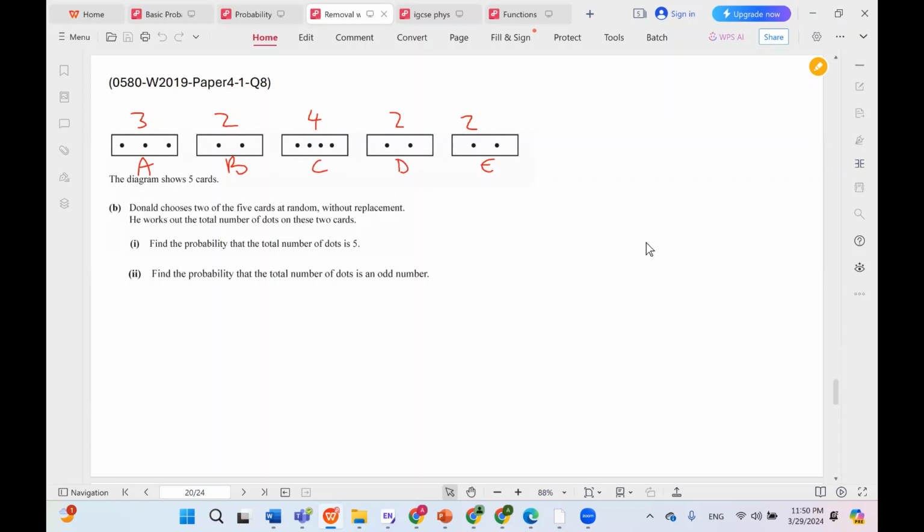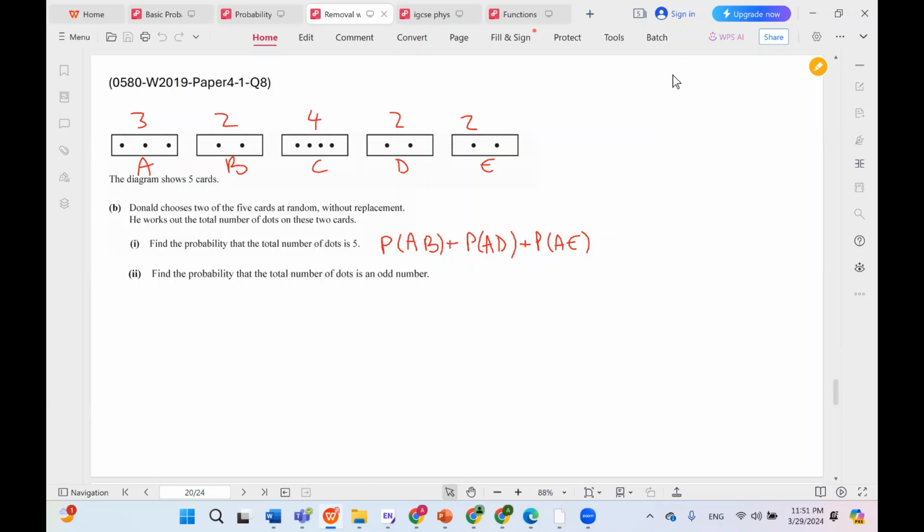Now, in order to get 5, here are the scenarios that can happen. He can either choose A and then B, or he can choose A and then D, or he can choose A and then E, or you can reverse the order of each of these choices.